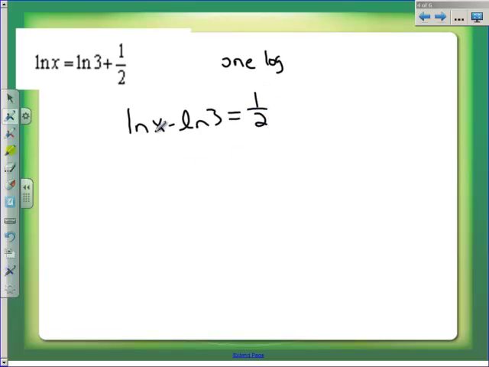Now here we have that property of logarithms that if I'm subtracting two logarithms, I can rewrite this as a quotient. And I wonder why I have a straight L for that, and then I did a cursive L here.